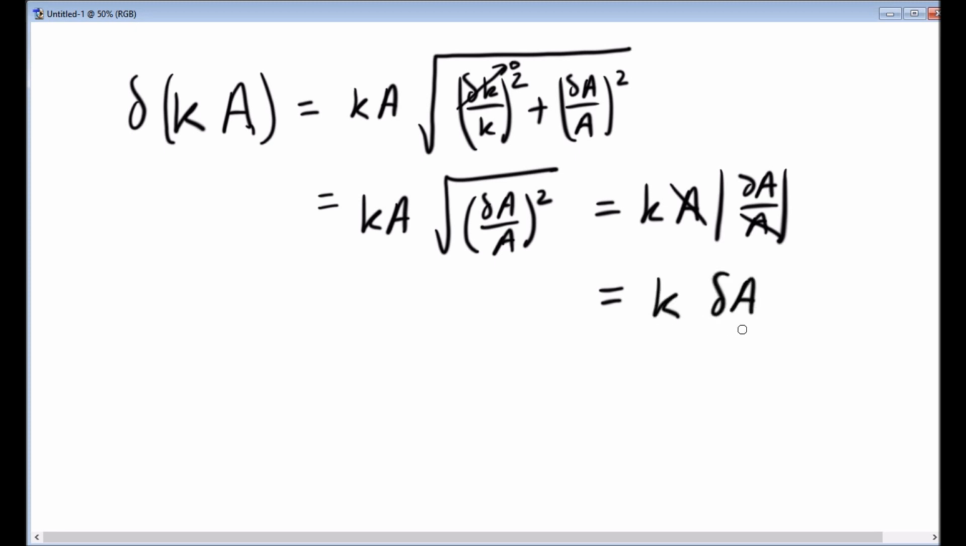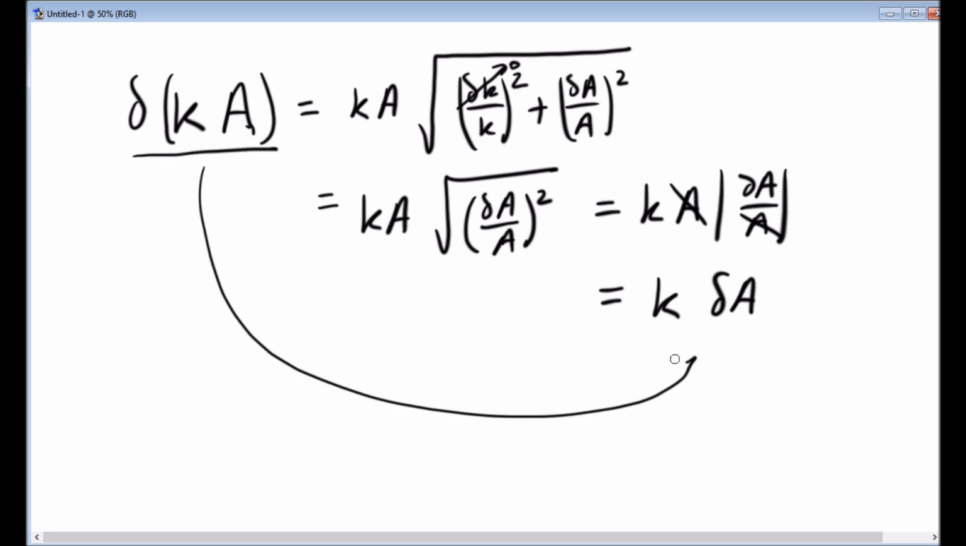uncertainty of the value. Now, if you want to, you can just memorize that you can go directly from here to here and say that the uncertainty of a constant times the value is just going to be that constant times the uncertainty of the value. So you can just skip straight over here, but what I want you to understand is that you can just work it out as if K was another variable and then set its uncertainty to 0 later, and everything will work out fine.